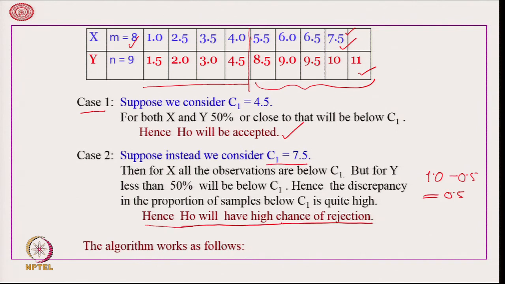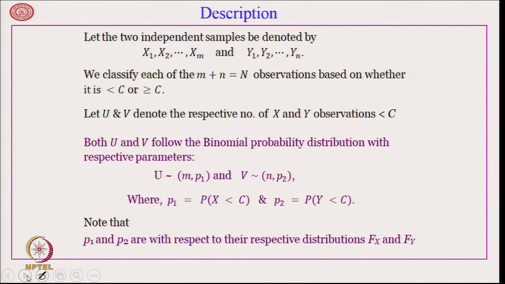Let us now see how the algorithm works. Let x1, x2, up to xm and y1, y2, up to yn be two independent samples. We classify each of the m plus n, that is capital N many observations, based on whether it is less than c or greater than or equal to c. So, somewhere it has a similarity with the sign test that we have studied in the initial lectures of this course. So, let u and v denote the respective number of x and y observations which are less than c. Therefore, both u and v follow binomial probability distributions with the following parameters: u is binomial m and p1, and v is binomial n and p2.